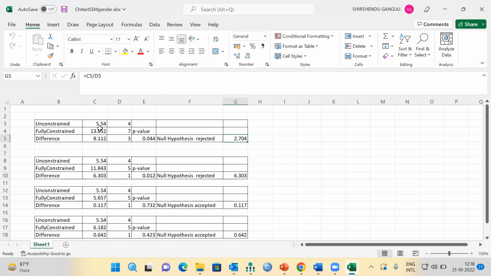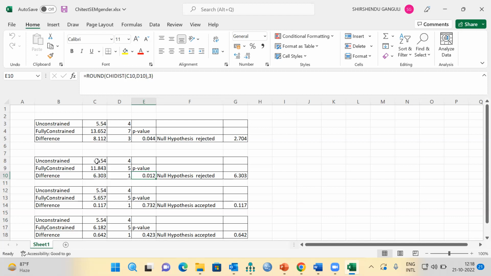This is just C5 by D5. This is the chi-square difference versus the degrees of freedom difference, divided by degrees of freedom. This is the chi-square value that we are checking with the p-value. Okay, that's in the output, right, sir? Yes. This is the p-value, right?